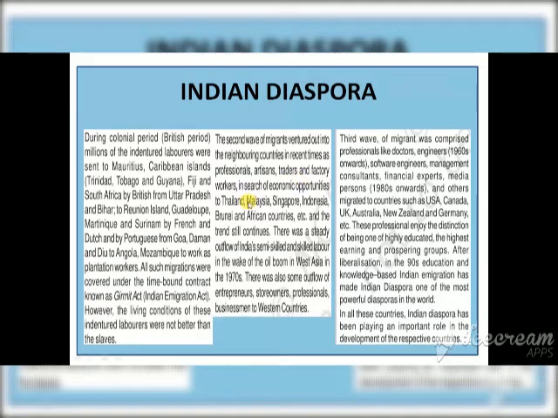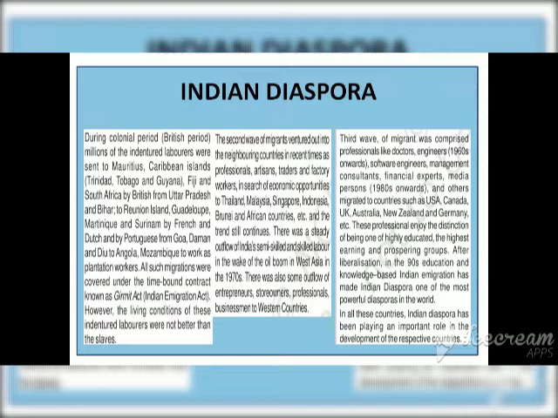Not only professionals but also entrepreneurs, store owners, and businessmen went to the Western countries. That is the second wave. And the third wave of migrants comprised highly educated professionals, such as doctors and engineers, since the 1960s, then software engineers, management consultants, financial experts, and media persons since the 1980s. These people went to countries like the USA, Canada, UK, Australia, New Zealand, and Germany. They are highly educated and went to these places to earn the highest and have a prosperous lifestyle.